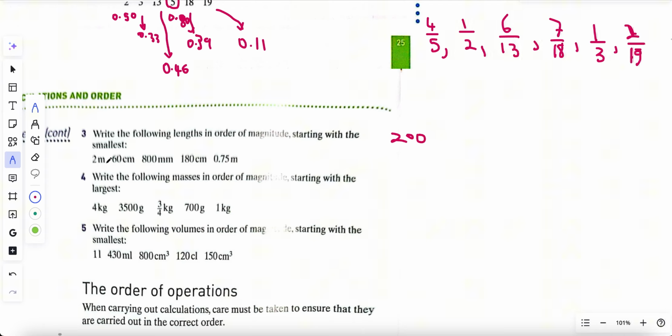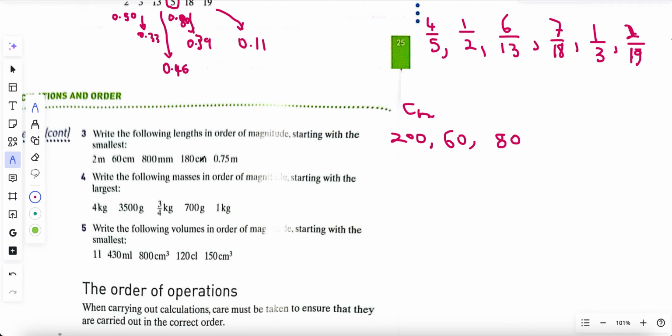You have to convert all to the same unit, so we are changing to centimeter. 2 meter becomes 200 centimeter. 60 centimeter, you just write it like that because it's already in centimeter. Anyone that is already in centimeter, you write it like that. 800 millimeter, you want to change to centimeter, you divide by 10. It becomes 80 centimeter.